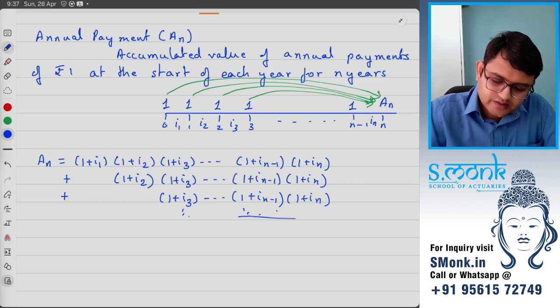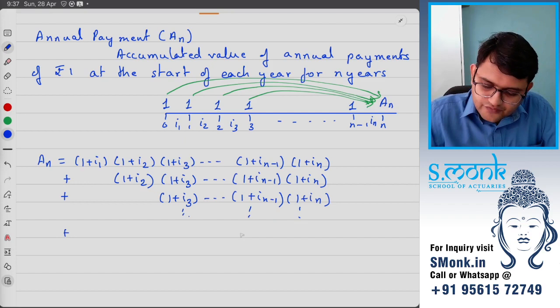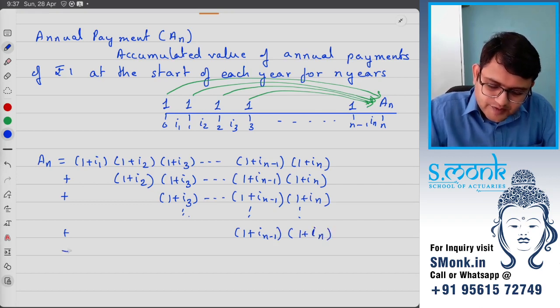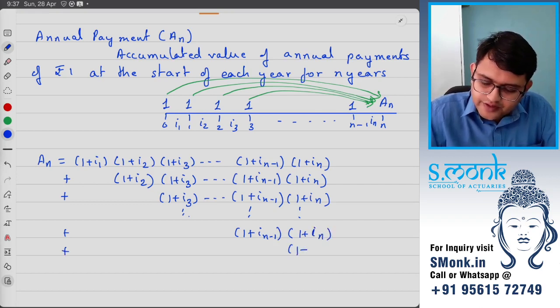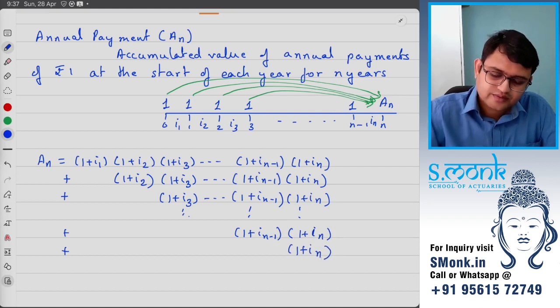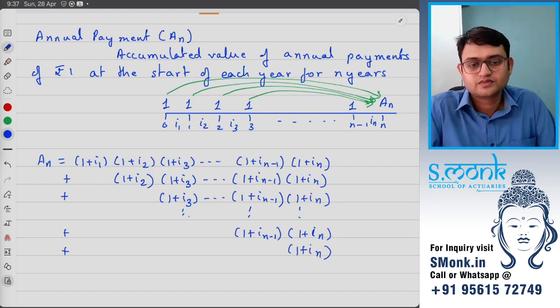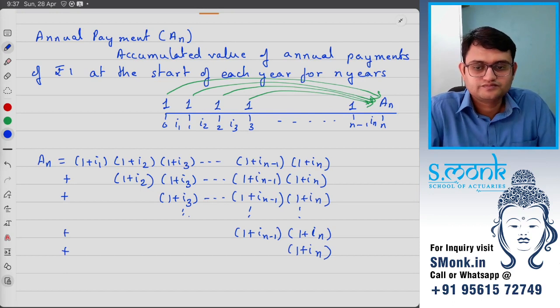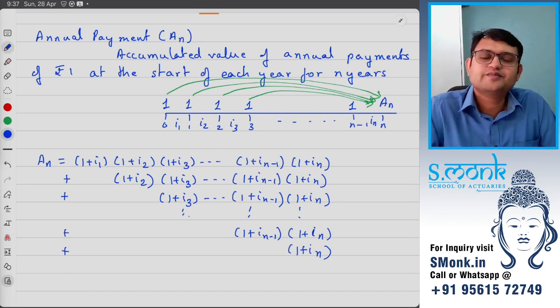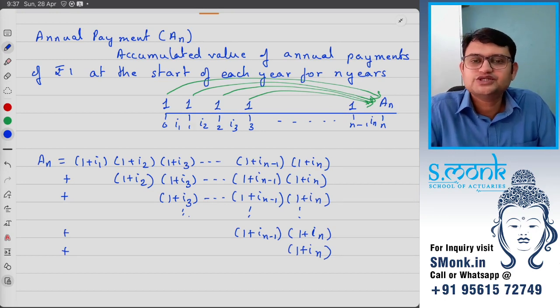Similarly, the second last payment will go for 2 years, and the last payment would go for 1 year. So it is basically a single payment that is going each year for n years.